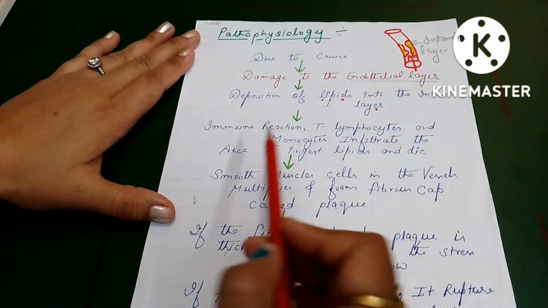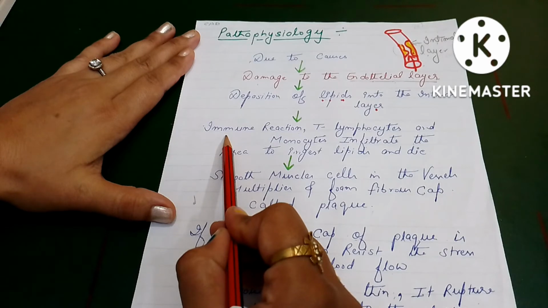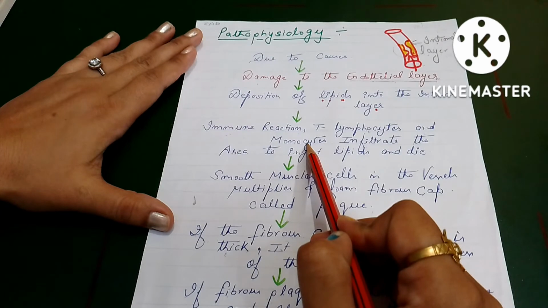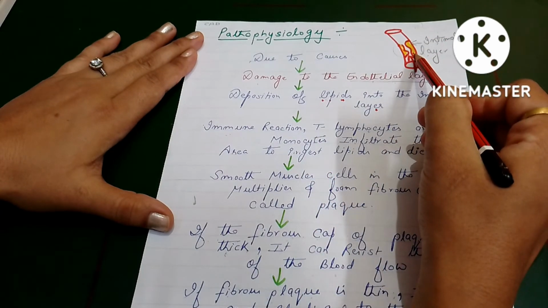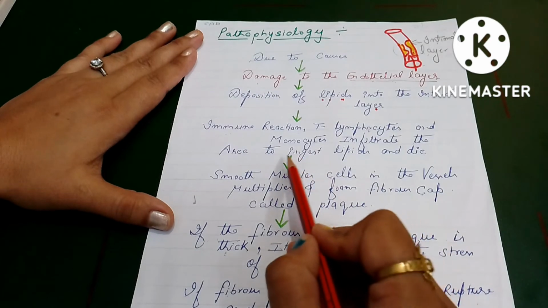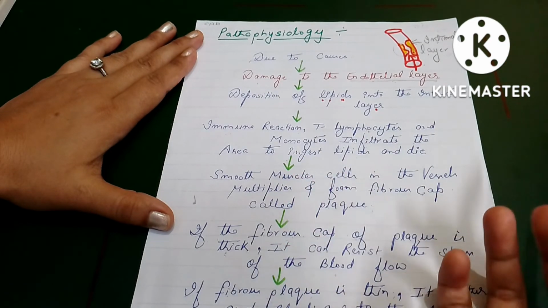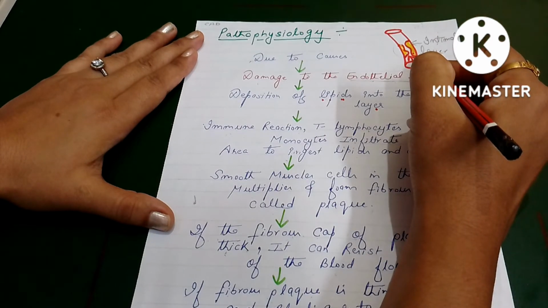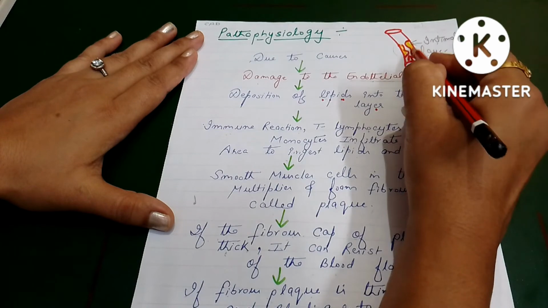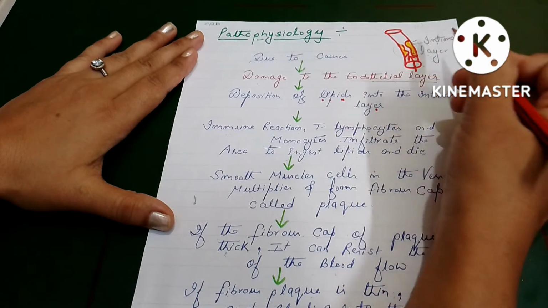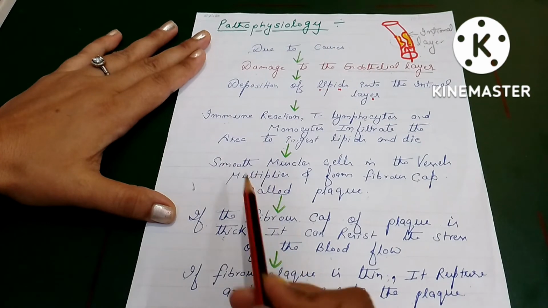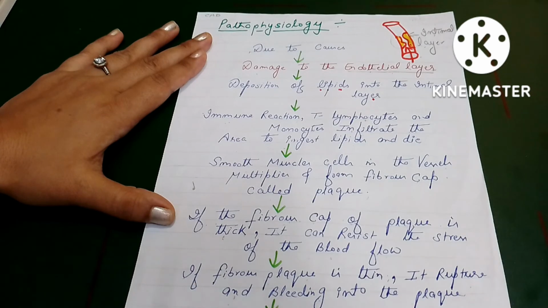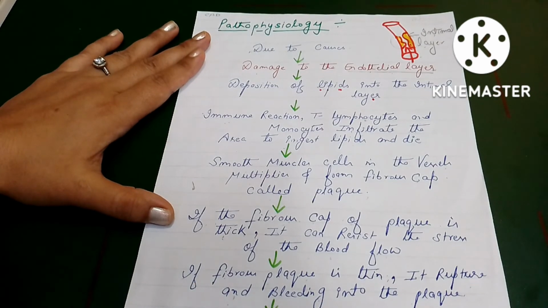Our body's immune system gets triggered and creates an immune reaction in which T lymphocytes and monocytes infiltrate. They attack this area, ingest the lipids, meaning they engulf all the lipids and cholesterol, and die here only. When they die here, they create debris, and a layer starts to form. With time the smooth muscle cells in the vessels multiply and form a fibrous cap, which is called the plaque, this yellow part.